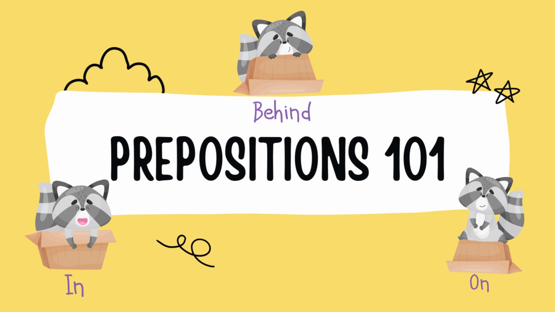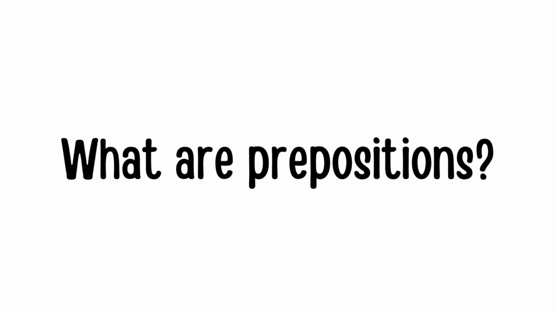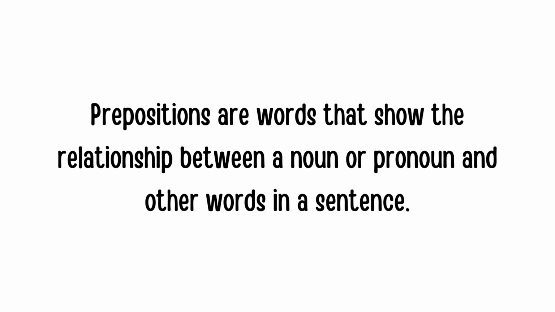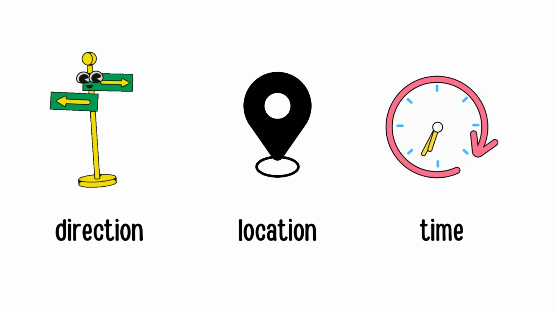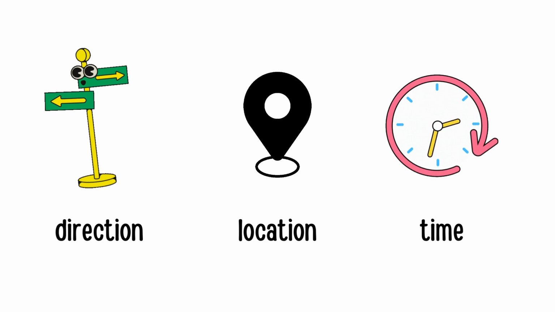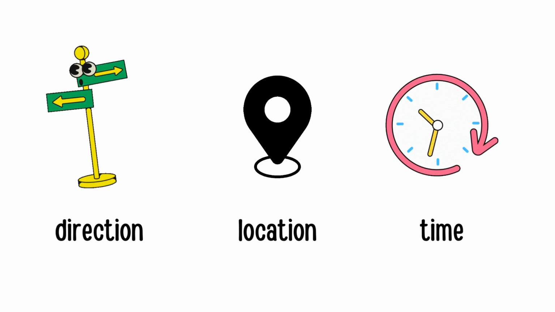Today, we will be discussing what prepositions are, how they are used, and providing some examples to help you better understand these important parts of speech. What are prepositions? Prepositions are words that show the relationship between a noun or pronoun and other words in a sentence. They are used to indicate direction, location, time, or to introduce an object of a verb or prepositional phrase.